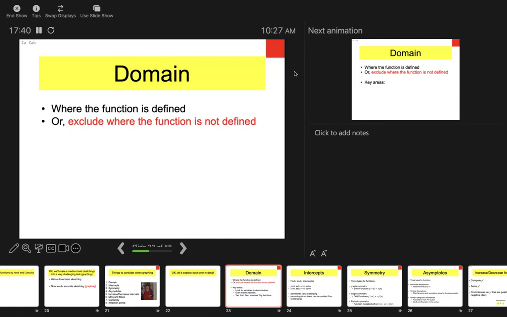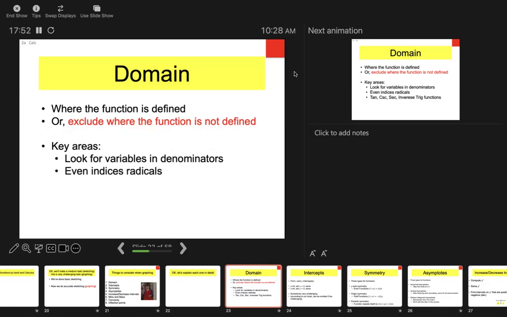All right. And then we said there were 2 main areas. Problem area number 1: you've got variables in the denominators. You've got to figure out what x can't be. And problem area number 2: even index radicals. That means square root, 4th root, 6th root, 8th root. It's got to be an even number. The cube root is fine. You can take the cube root of a negative number, of 0, or of a positive number. But for even indices, that means square root, 4th root, 6th root, they give us problems. There's a third one. We won't see it today.